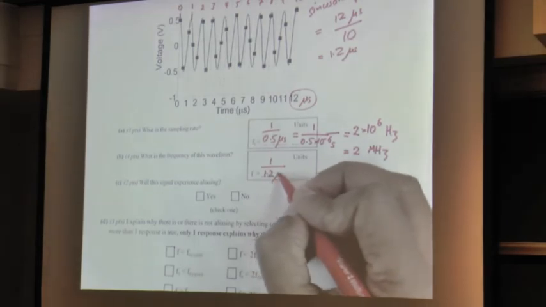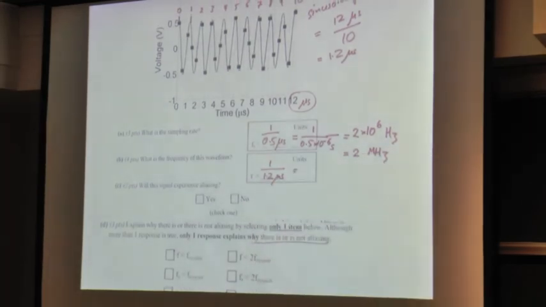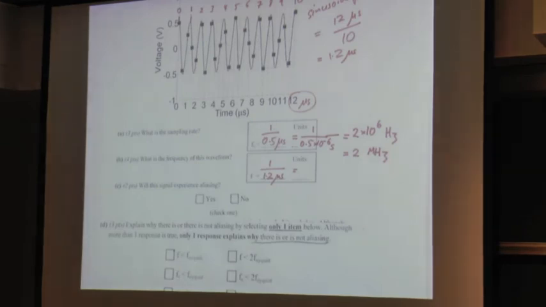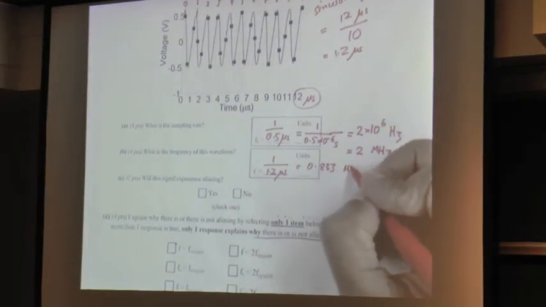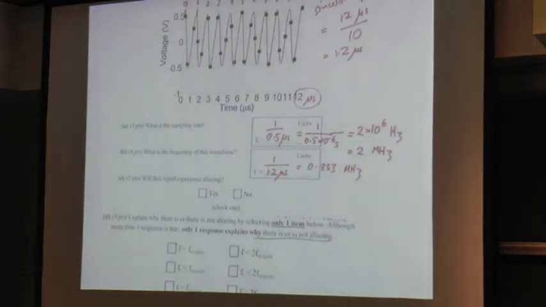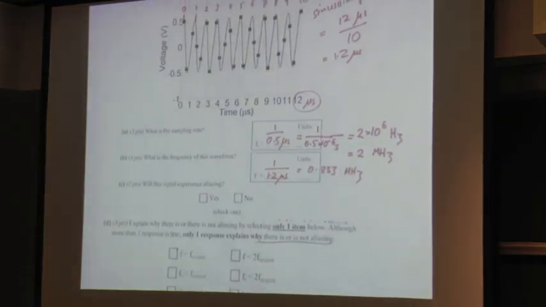is 1 divided by 1.2 microseconds, and that number is not a round number. So what was it? I guess you were allowed to calculate on this test. That number was 0.833 megahertz. Okay, so those were preliminary questions to set up some of these questions.